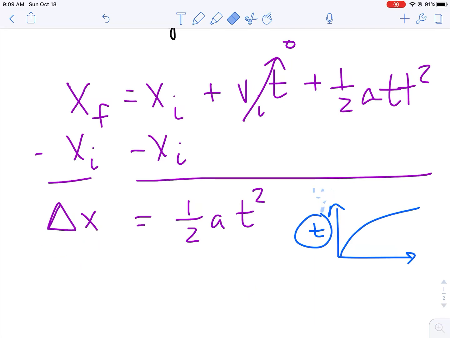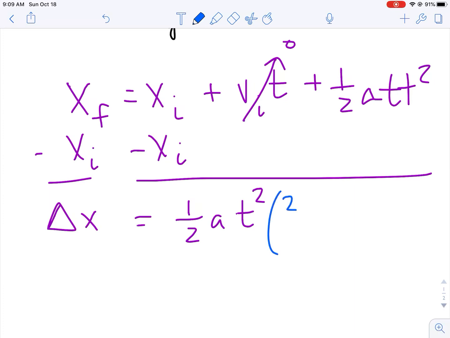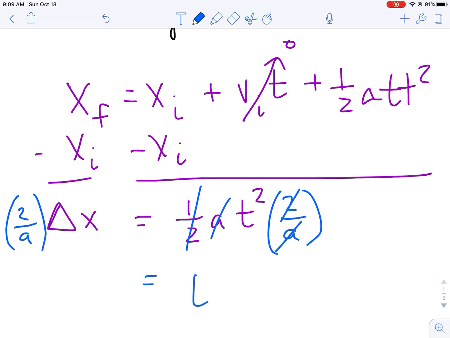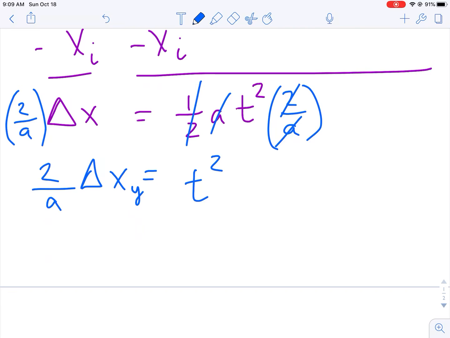So I'm going to multiply each side by 2 and divide by a. All right, multiply by 2, divide by a. Why would I do that? Because 1/2 times 2 is 1. And then a divided by a is 1. So I'm left with t squared equals 2 over a times delta x. Don't forget that's delta x in the y direction. Okay, now I take the square root of each side of the equation.